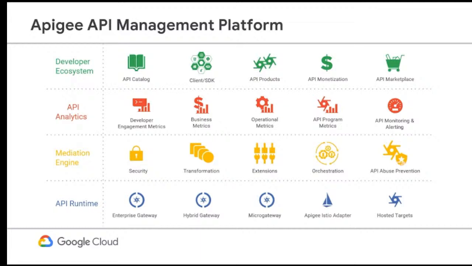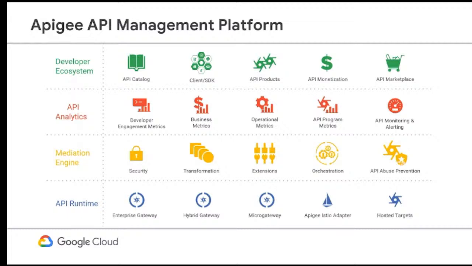For the API program people, like the product manager and program manager, they can have the business metrics and operational metrics. The whole API program metrics, monitoring, and alerting are there as part of analytics. So it is quite a useful tool for different stakeholders.